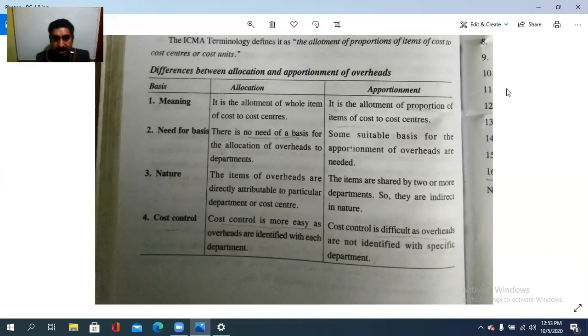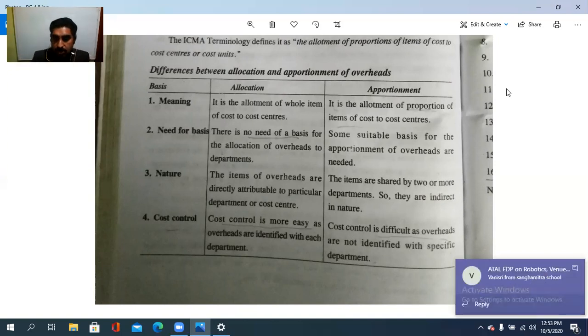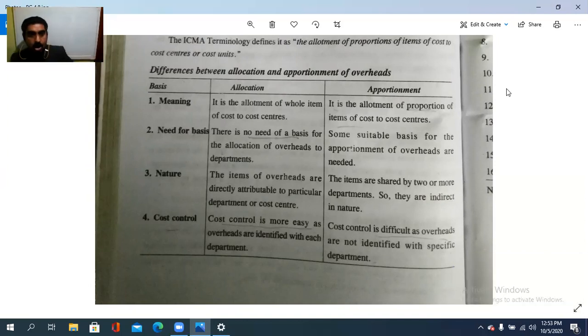No need of a basis for the allocation of overheads to the departments, while some suitable basis for the apportionment of overheads is required. Then nature. The items of overheads are directly attributable to a particular department or cost center, while the items are shared by two or more departments.